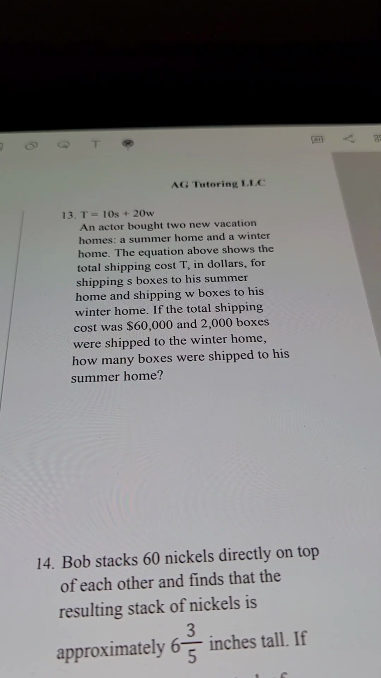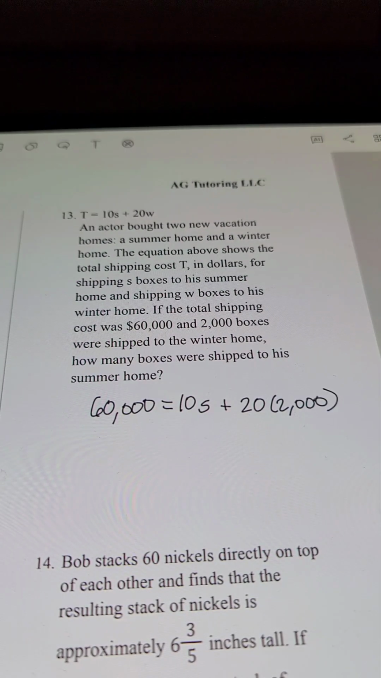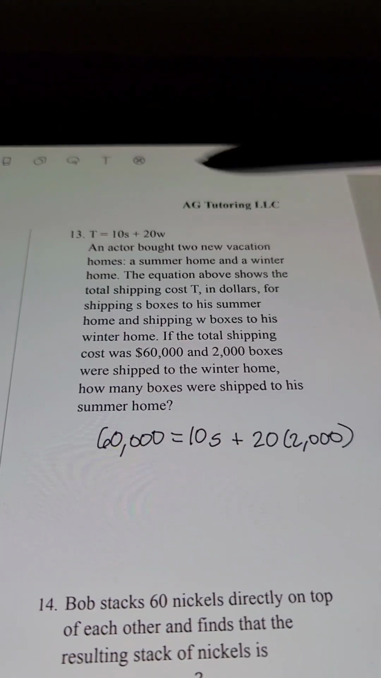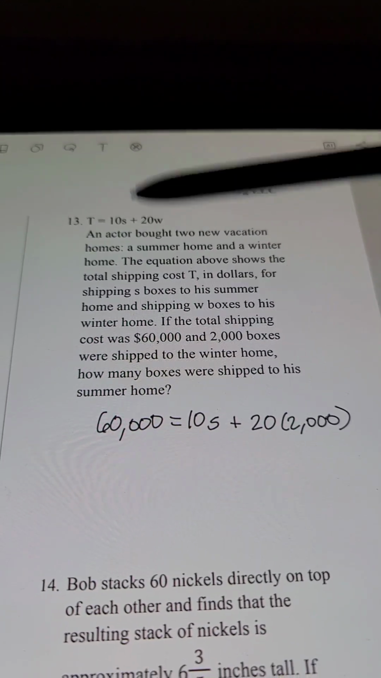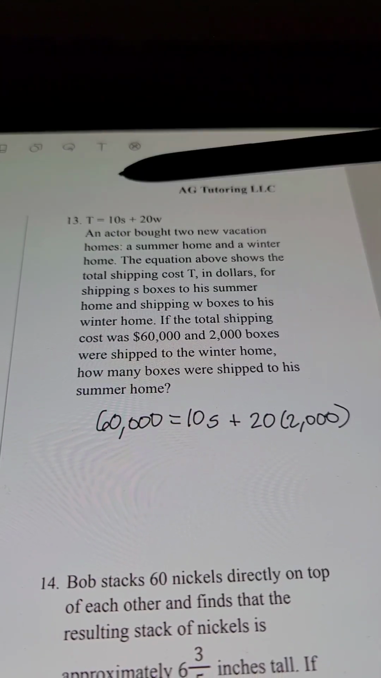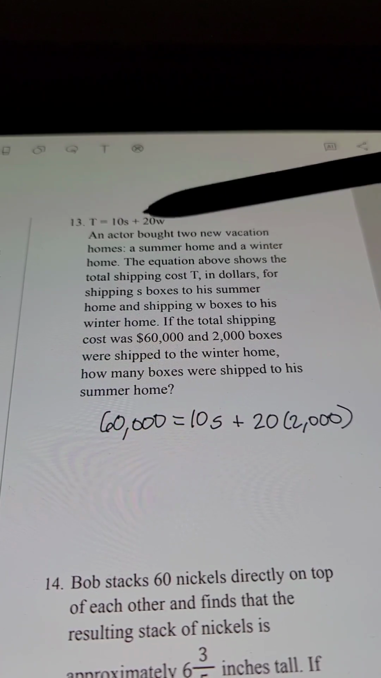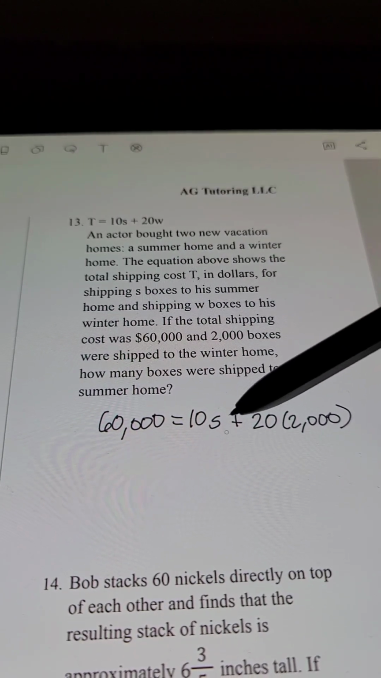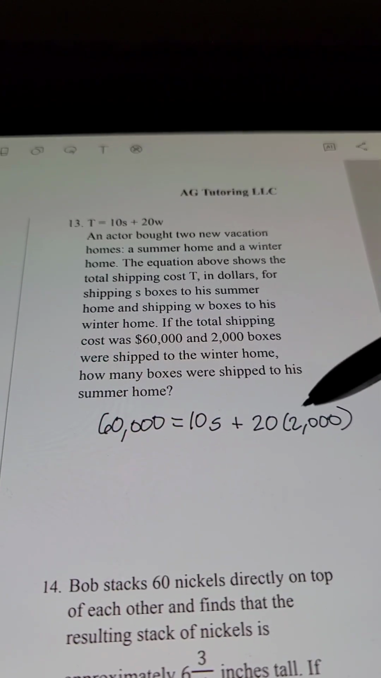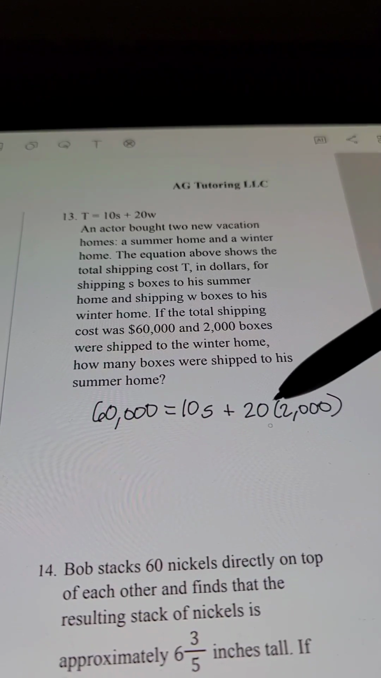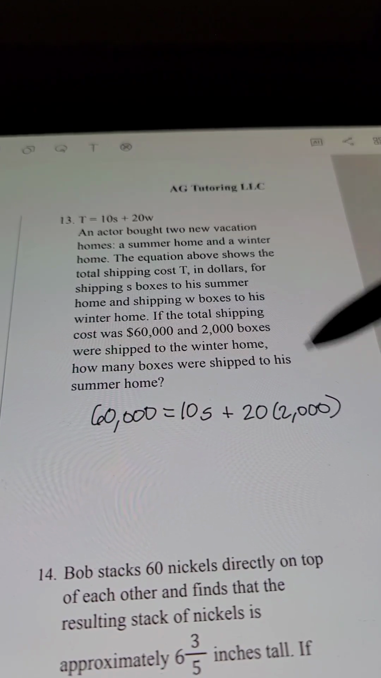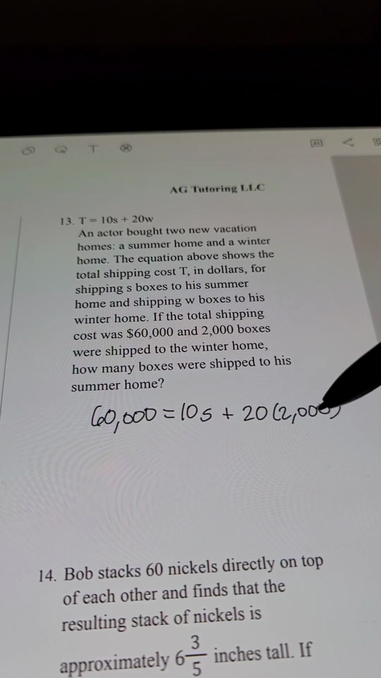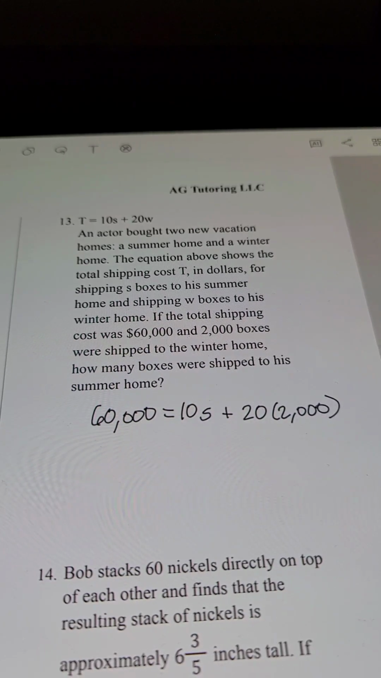Okay, now pause to read if you haven't already. So all we're doing here is plugging in the given values into the given equation. So T, the total shipping cost, is $60,000, so that's what I'm putting in for T. And then it's 10 times S, the number of summer boxes. We're solving for S. And then plus 20 times the number of winter boxes, which is 2,000.